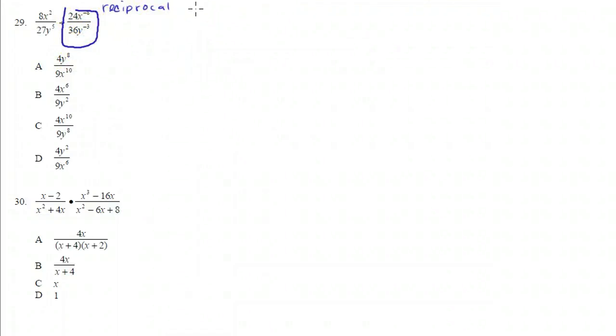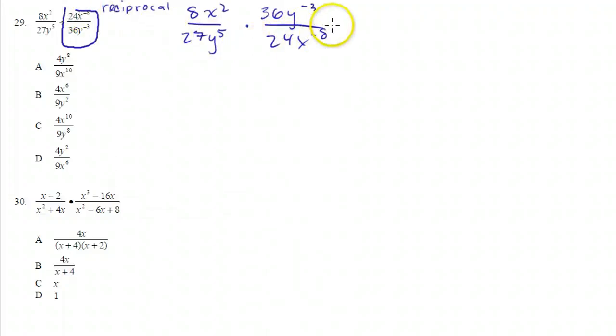Those still stay negative until we actually move those. So what I'm going to end up with is the left side stays the same. And the right side, I'm going to take the reciprocal and get 36y to the negative 3. So this denominator moves to the numerator. And on the other one, I have 24x to the negative 8.